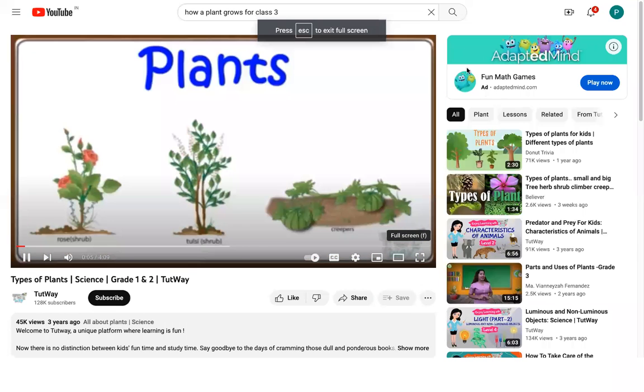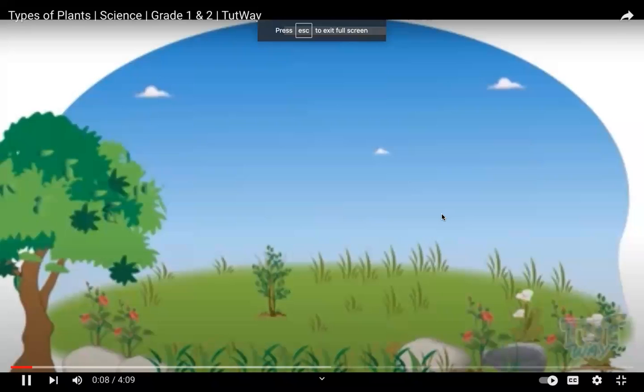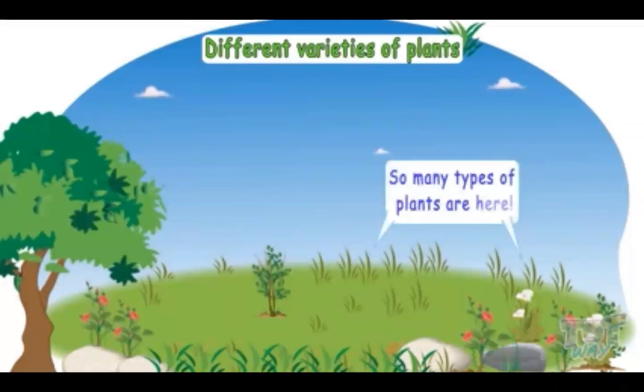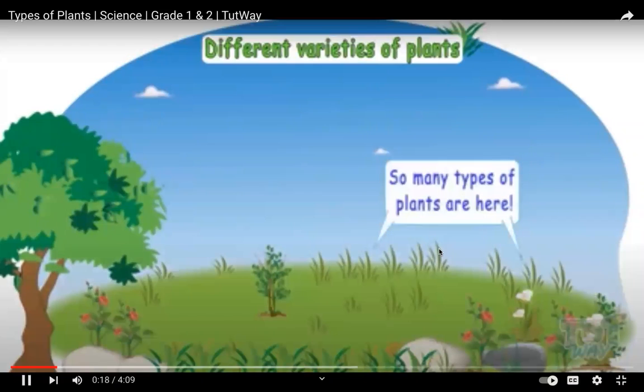Learn about plants. So let's start. Kids, let's go to the garden today to see different varieties of plants. Look, so many types of plants are here. Okay, Tuhin, do you know anything about the types of plants, beta? Yes, ma'am. Okay, tell me, beta, what are the types of the plants?